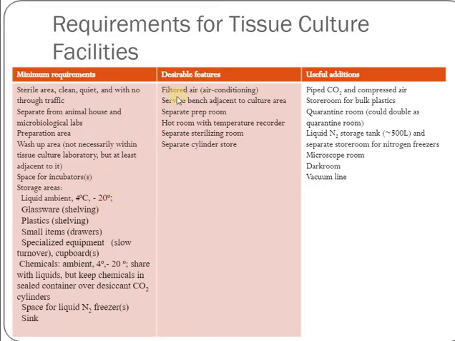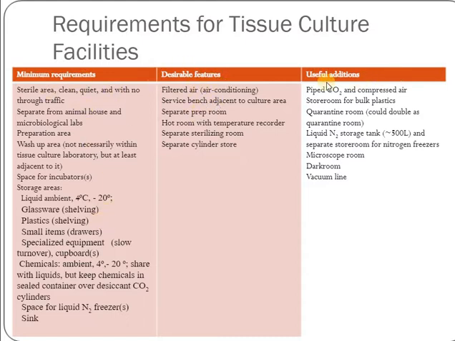The desirable features are that filtered air or air conditioning should be there. A service bench adjacent to the culture area should also be there. There should be a separate preparation room. A hot room with a temperature recorder should be there. There should be a separate sterile room, a sterilizing room as a separate unit. A separate cylinder storage area should also be there. These are the desirable features, and those were the minimum requirements.